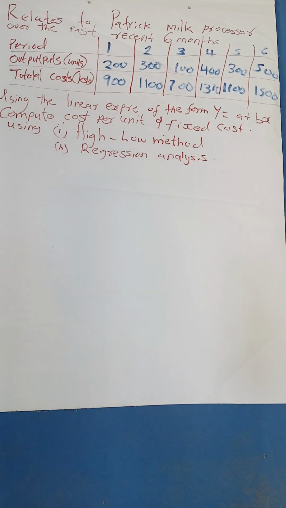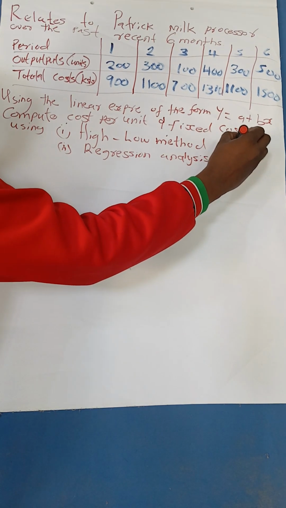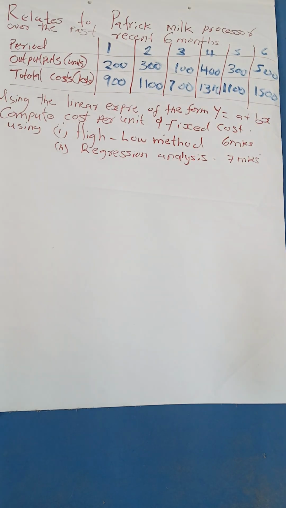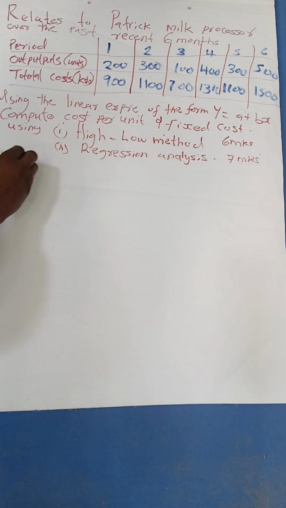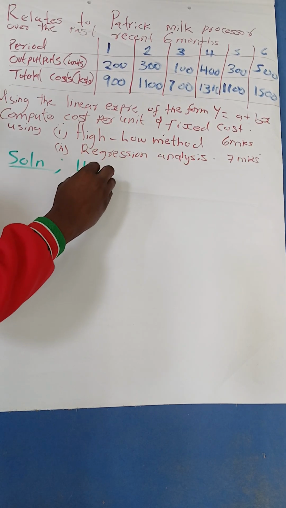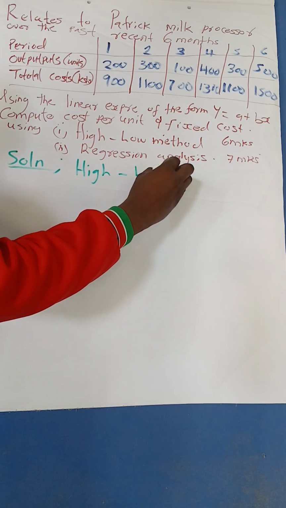For the students, we have been given 6 marks here, then here we have been given 7 marks. But for those in business and production, you just have to understand what is happening here so that we can apply it wherever we are. Good. Now, we will start with the high-low method. Solution: I'm going to start with the high-low method.